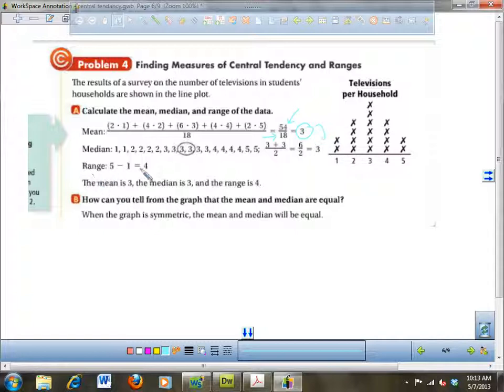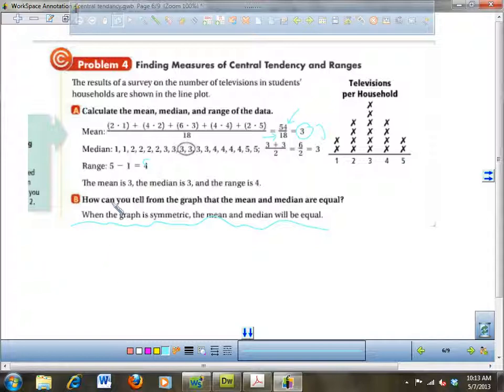And the range is 4. So it goes from having 5 TVs down to having 1 TV. So the range is 5 minus 1, which is 4. The mean is 3, the median is 3, the range is 4. How can you tell from the graph that the mean and median are equal? And the answer is right there. I should have asked you. But if it's symmetric, meaning there's the same number on this side and this side, then the mean and the median will be the same.